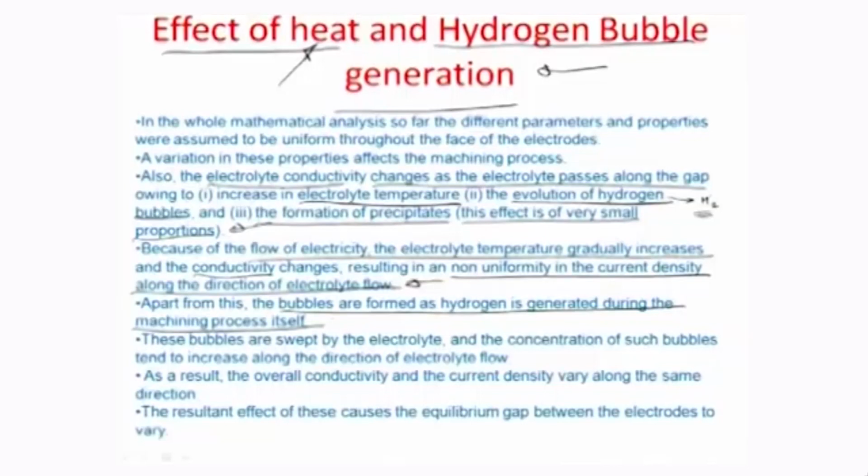So, the equilibrium gap really does not remain the same value YE anymore, as we have predicted before. It changes quite a bit, going from the entry side to the exit side of the electrolyte, and that is typically a problem in ECM systems and of huge consequence, particularly for microsystems fabrication. So, these allowances have to be really taken into account when you design microsystems by using ECM.